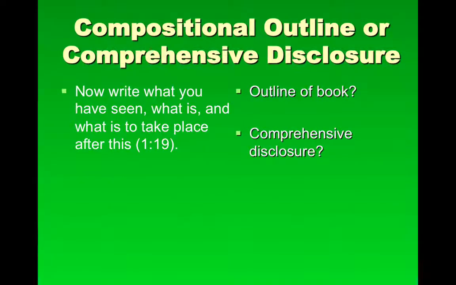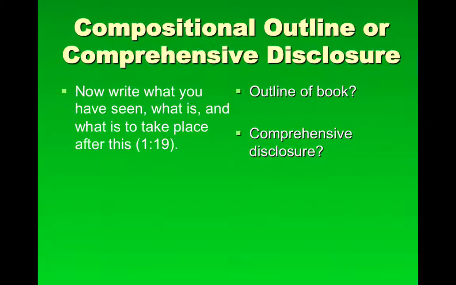Now, here is a verse, Revelation 1:19, that I would like to commend to you as a verse that aims to show that Revelation intends to be a comprehensive disclosure. Here is what the speaker says to John. Now write what you have seen, what is and what is to take place after this. In these phrases there is a kind of emphasis on the past, what you have seen, what is, emphasis on the present, and what is to take place after this is a statement about future things.